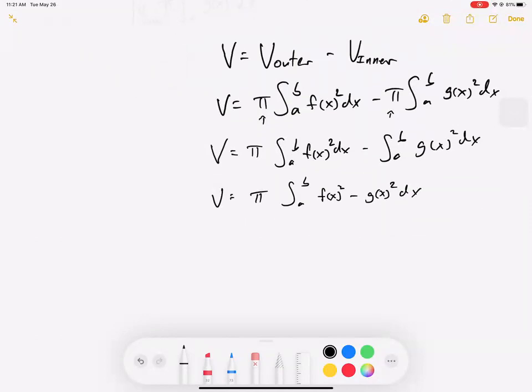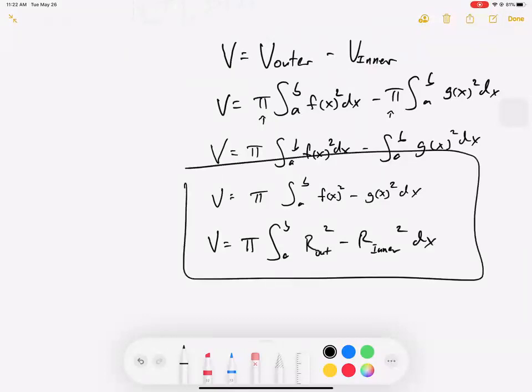So let's simplify this even more. The volume of a washer is pi integral from a to b of the outer radius squared minus the radius of the inner squared. And this is the basic idea right here. You take the outer function minus the inner function.